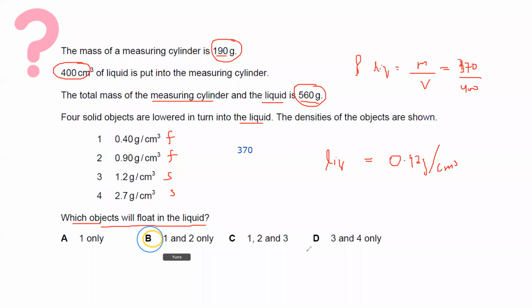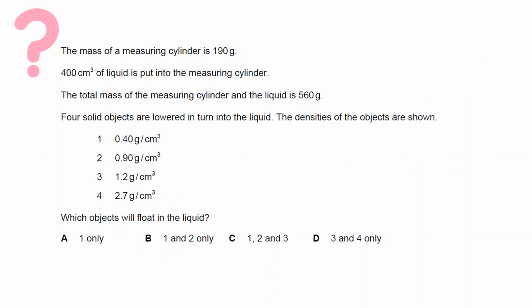Sir, if an object has the same density as the liquid, will that also float? If it is 0.92, that will also float. If it is more than 0.92, for example 0.93, then it will sink. So 1 and 2 will float and 3 and 4 will sink.